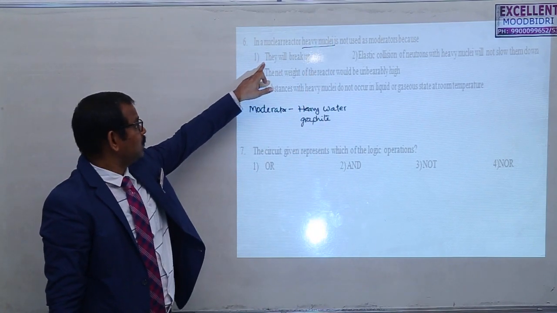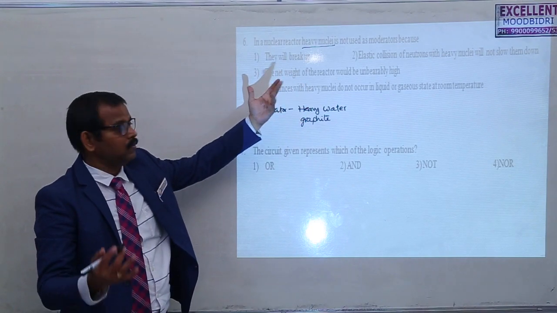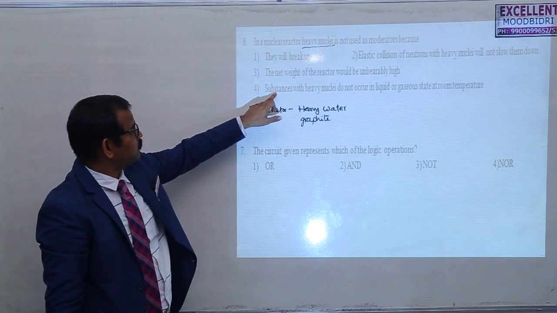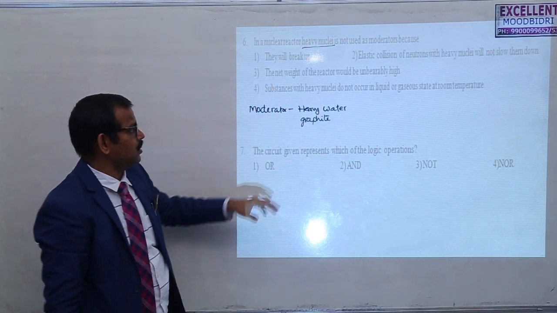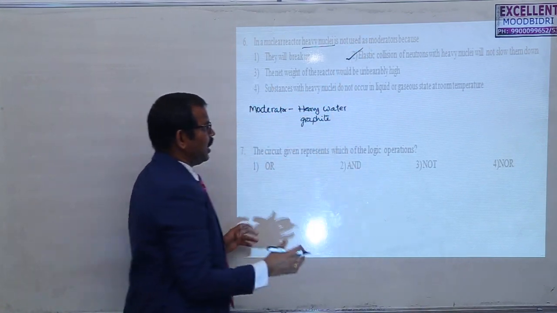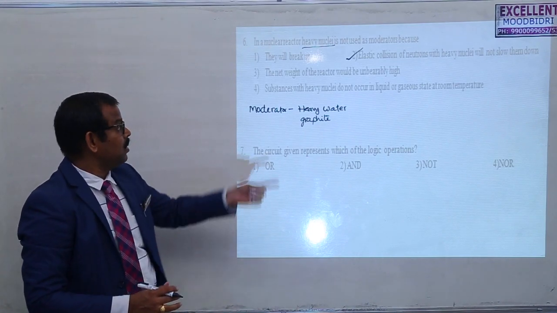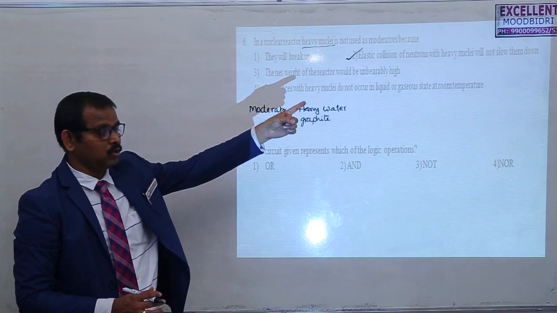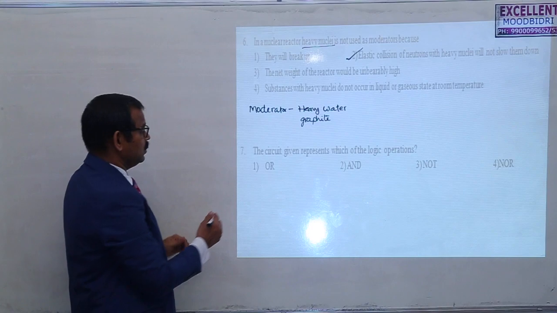The options are: they will break up, the net weight of the reactor would be unbearably high, substances with heavy nuclei do not occur in liquid or gaseous state. These are all wrong. The correct answer is the elastic collision of neutrons with heavy nuclei will not slow down, because the purpose of a moderator is to slow down the neutrons, but heavy nuclei will not slow down these neutrons.